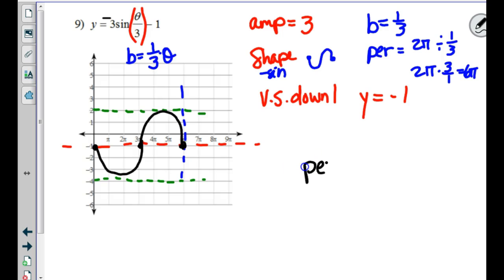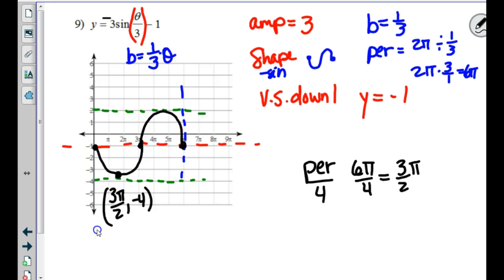All right, so the period divided by 4 will give us the quarter points. So 6 pi divided by 4, the first one should be at 3 pi over 2. Does that make sense? Because 3 over 2 is 1.5, right? Does that fit between 1 and 2 right there? And that was at -4. Can you go from there, Kelsey, or you need me to keep going? Okay. So if you add another 3 pi over 2, you'll have 6 pi over 2, which reduces to 3 pi. Add another 3 pi over 2, and you get 9 pi over 2.